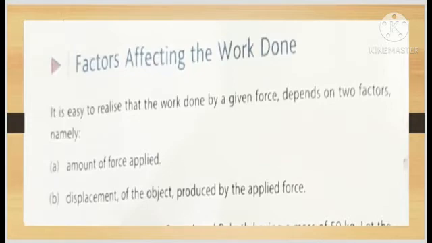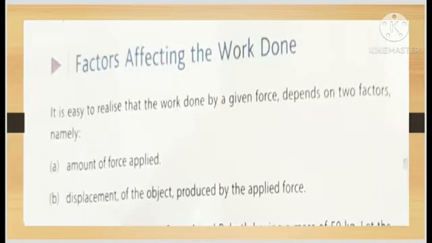And two factors are there. जितना फोर्स लगाओगे उस पे डिपेंड करता है वर्क डन. It means amount of force applied. And second is displacement of the object produced by the applied force. कोई ऑब्जेक्ट फोर्स लगाने पे कितना डिस्प्लेसमेंट हुआ, इन दोनों फैक्टर पे डिपेंड करता है वर्क डन.